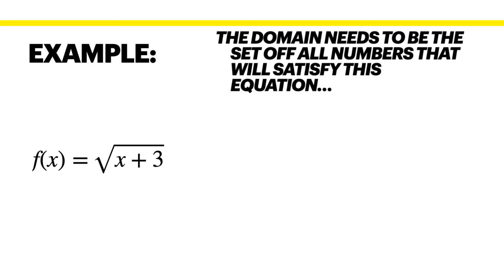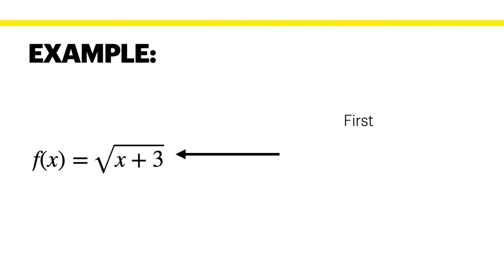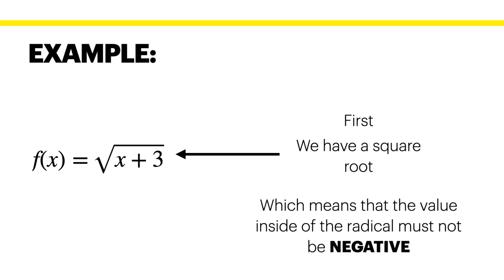Okay, now let's look at this one. First, if you observe the function over here at the left, you will see that there is a square root. Now, if we have a square root, that means that the value of the radical must not be negative.